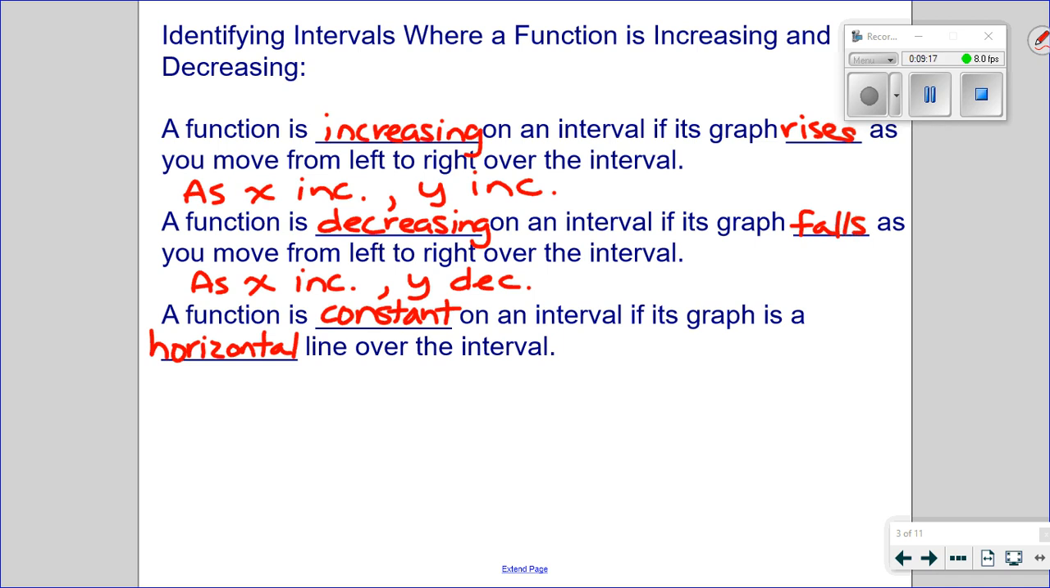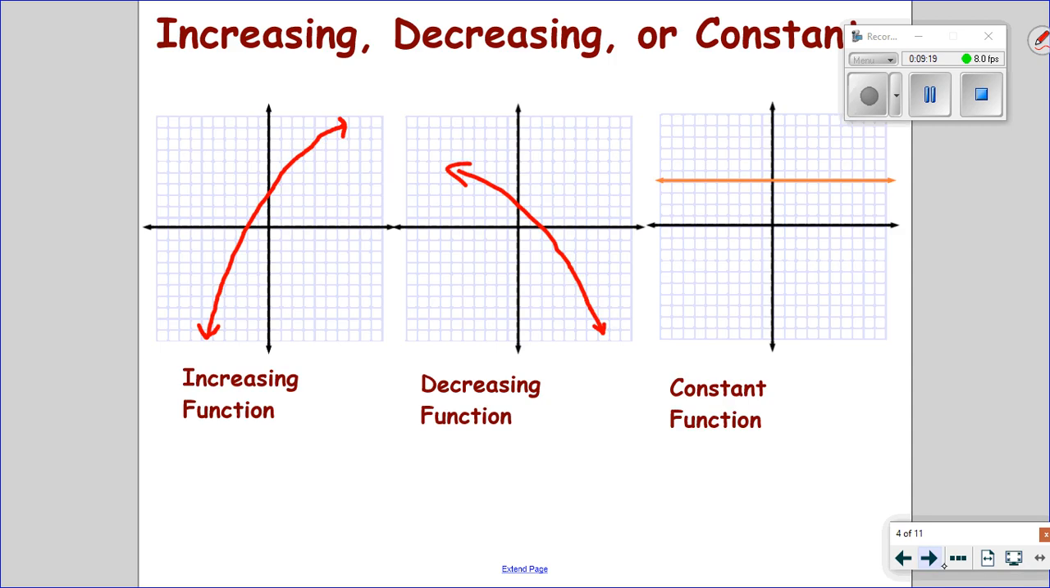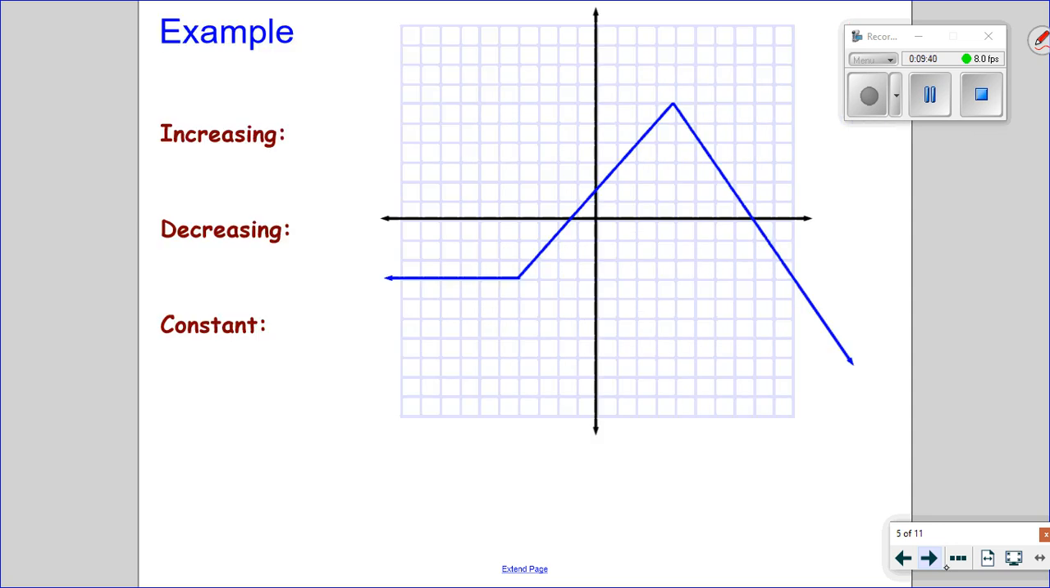All right, let's look at some examples. So here are some examples. The first graph represents an increasing function. The second graph represents a decreasing function. And then the third graph represents a constant function. Okay. Now, it is possible that you have the graph of a function that might increase, decrease, and be constant on different intervals. Okay, so here is an example of that.